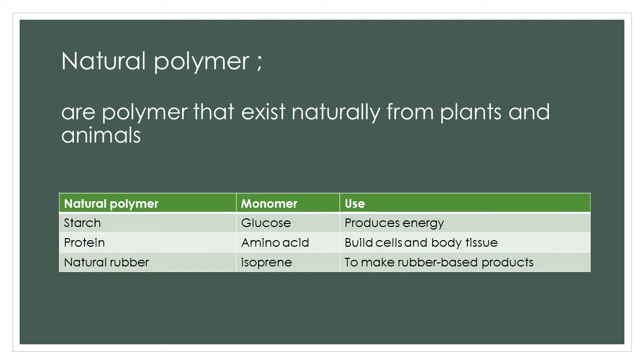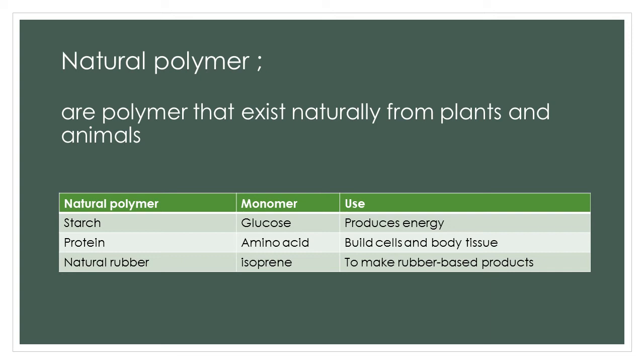Another natural polymer is protein. The monomer of protein is amino acid. If you still remember when you learned about the digestive system, when you eat protein, this protein will be digested into its simplest form, the amino acid. So we know that amino acid is the monomer for protein. What is the use of protein or amino acid? It is to produce blood cells and body tissue.